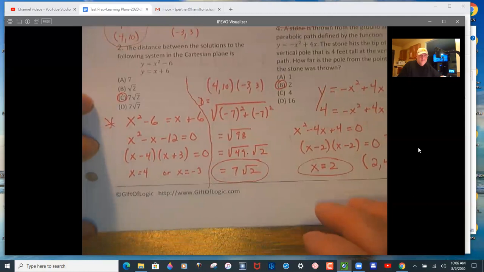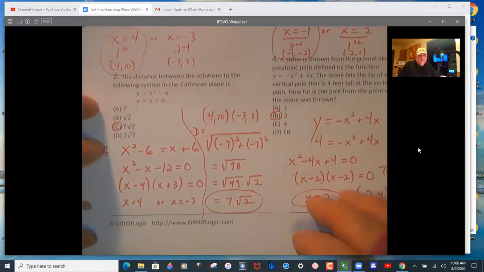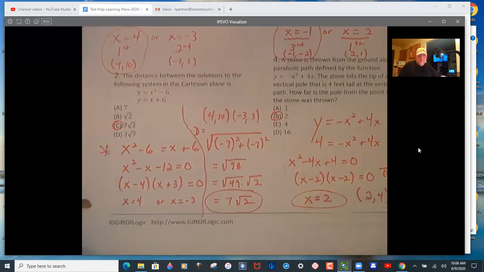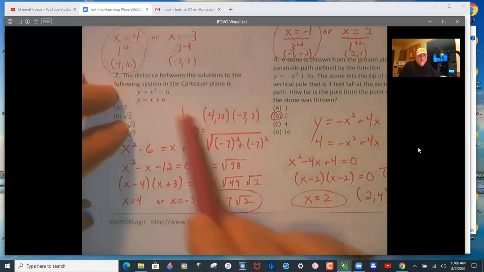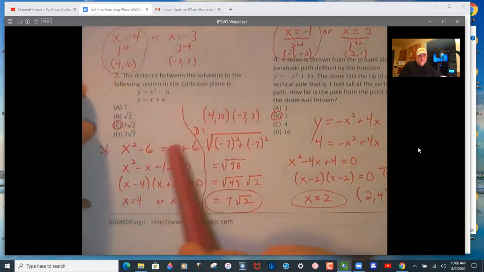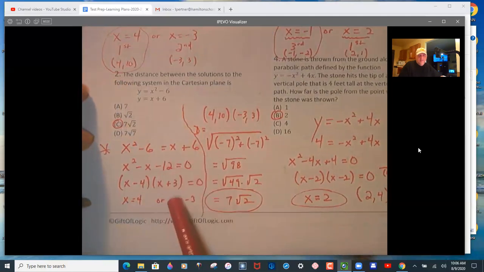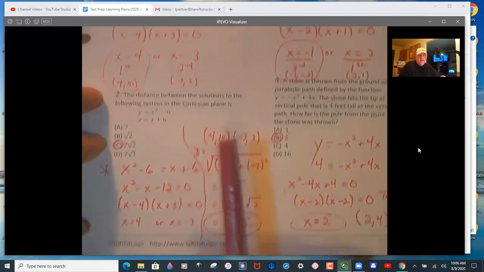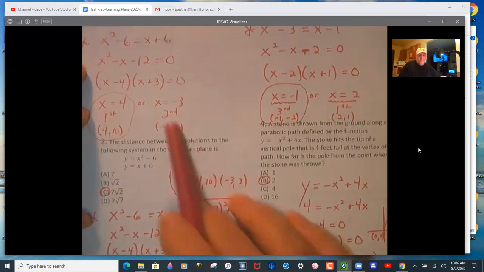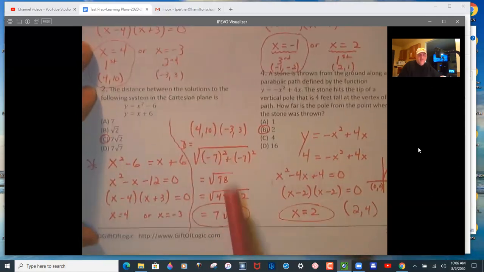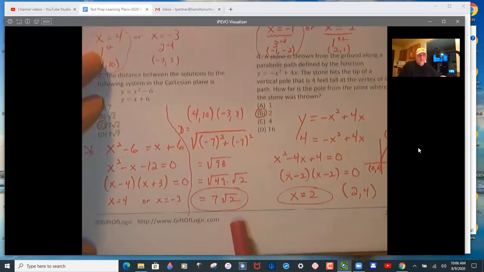Number 2. So what's the distance between the two solutions? So two totally different problems here. So we have 4 and negative 3. You can put 4 into the lower one, and then you can put negative 3 as the other one into it. So set them equal, everything on one side, factor it out. That's actually from the first problem. So we had that from problem 1. Find the distance between them.